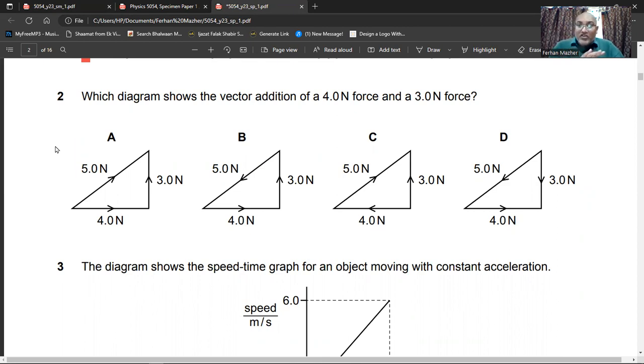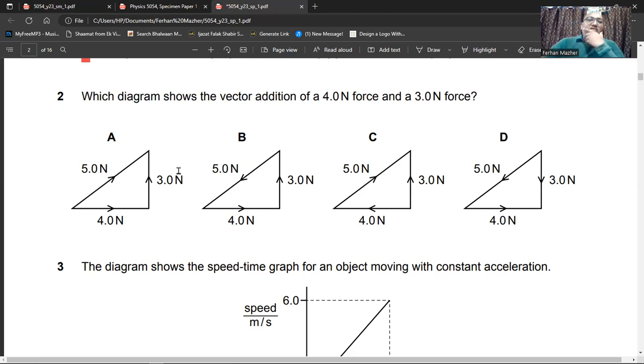It's very important. You take the first vector, whether 4 newton or 3 newton does not matter. For example, I take 4 newton, and on the head of that vector I put the tail of the second vector. Then I join the tail of the first vector with the head of the last vector. That will be the resultant.